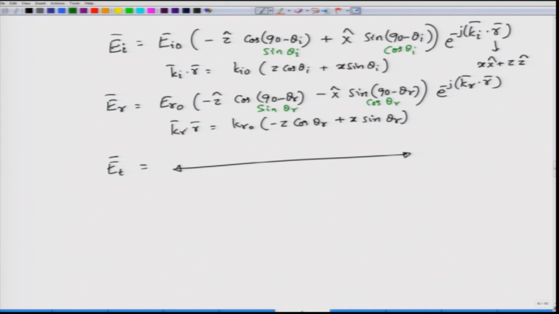So, now what we want is to look at the interface. At the interface I need to apply the boundary condition. What boundary condition should I apply? The interface of course is described by z equal to 0. So, I have to apply z equal to 0 in all these expressions, which I will do. But what am I looking at here? I am actually applying the tangential electric field condition.